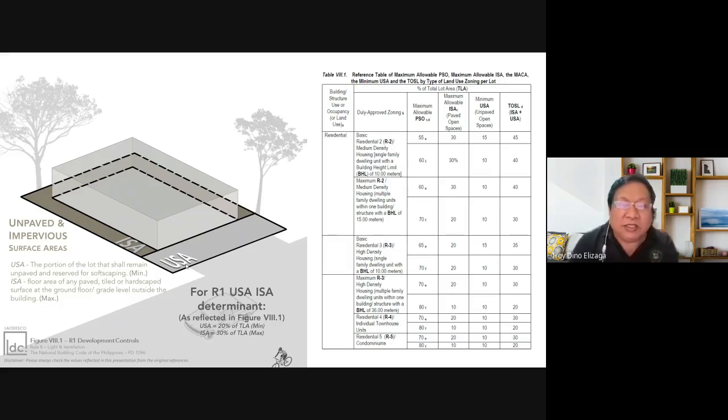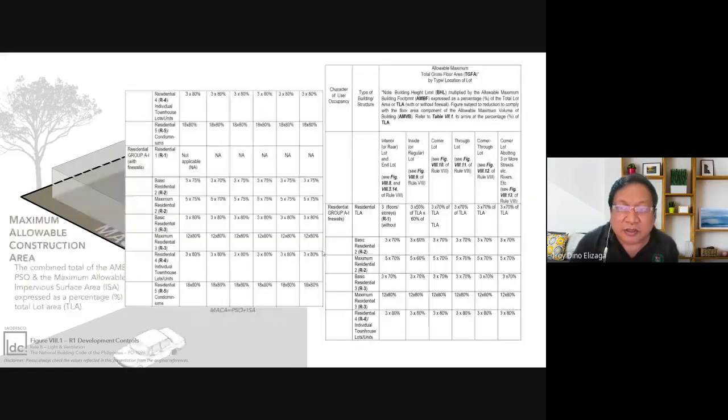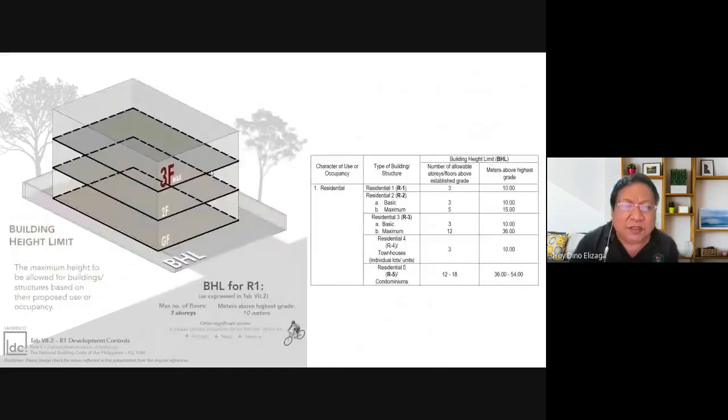Otherwise, it will flood. The water will not be absorbed by the soil, so it will go somewhere else. It will go to the canal outside. But when all of the houses are doing that, the canal cannot take in the volume of water, so it floods. So it's important to follow these regulations. There are many of them.